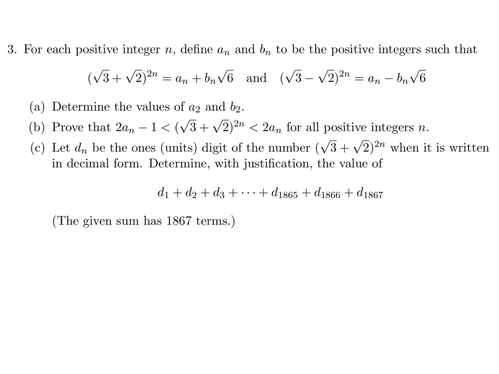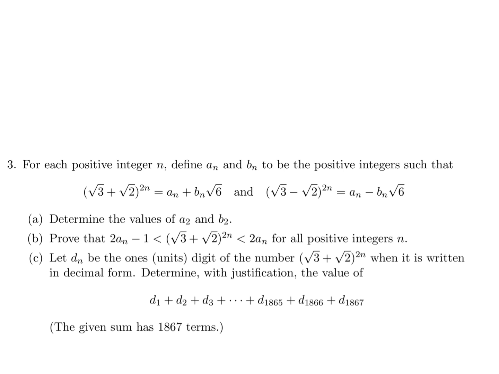For each positive integer n, define an and bn to be the positive integers such that root 3 plus root 2 to the 2n is an plus bn root 6, and root 3 minus root 2 to the 2n is an minus bn root 6. Determine the values of a2 and b2. So for the first two, a2 and b2, I guess all we're really doing is setting n equal to 2.